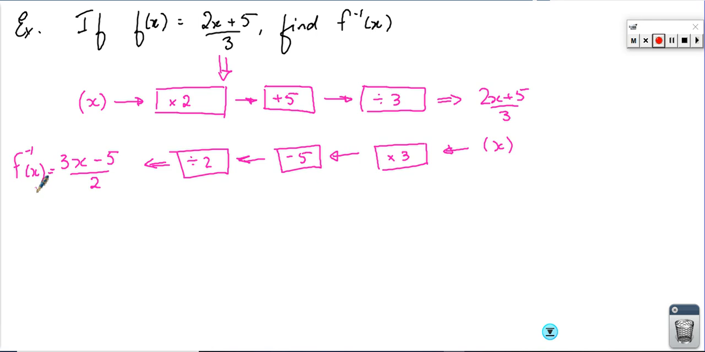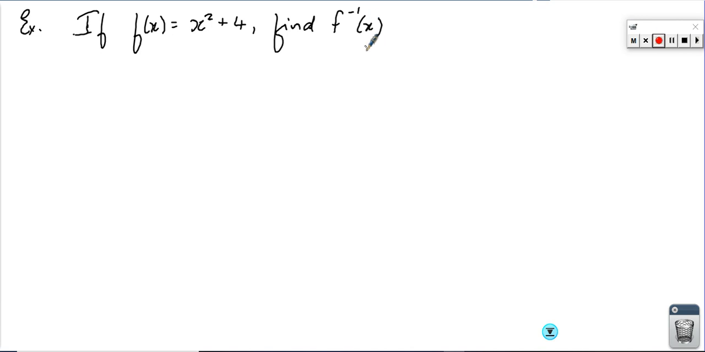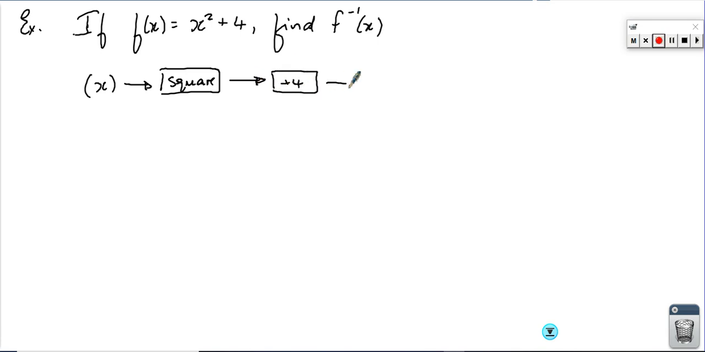You have to be a little bit careful if you have squares and roots. Let's do an example. If f(x) is x squared plus 4, find the inverse function. Let's describe the function. We have x. What are we doing? We are squaring. Then we are adding 4 to get x squared plus 4.